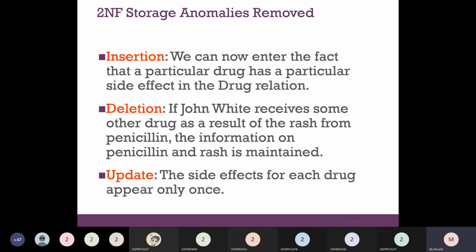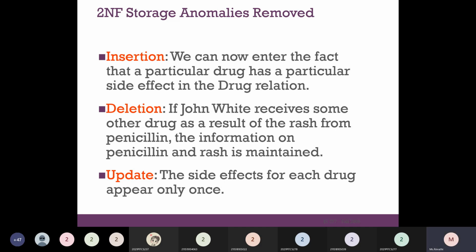In the surgery table, the side effects for each drug appear only once, so the update anomaly is also removed. By bringing it into third normal form, that is, by decomposing the surgery table into two different relations, we can avoid the anomalies we encountered in second normal form.